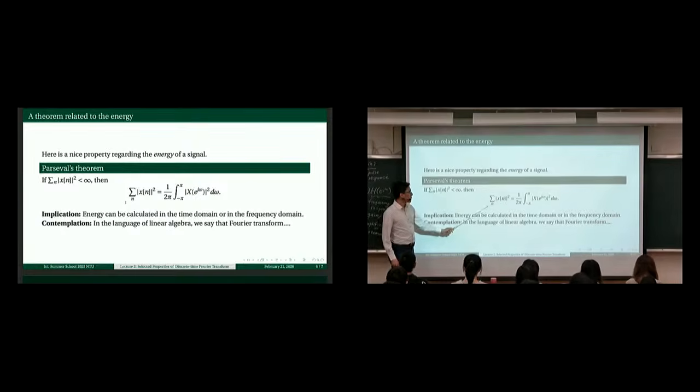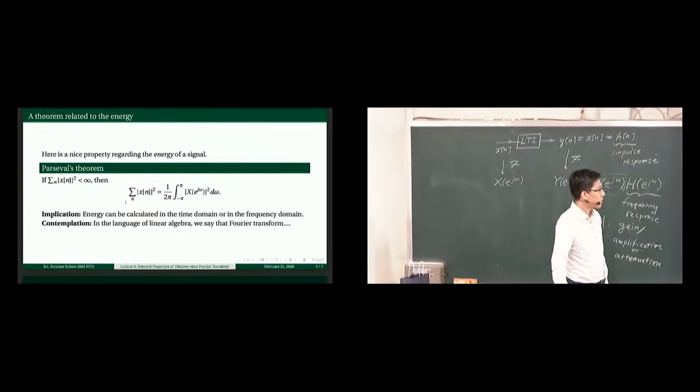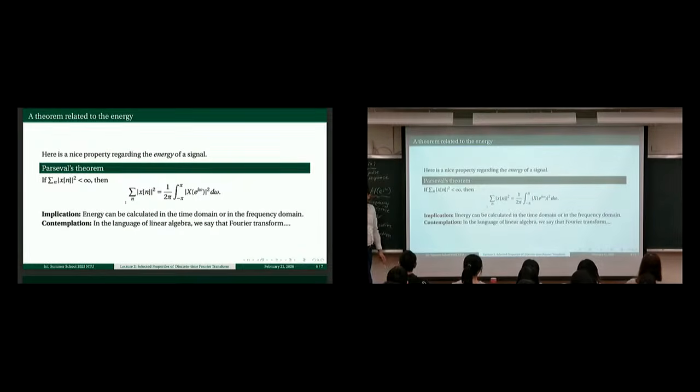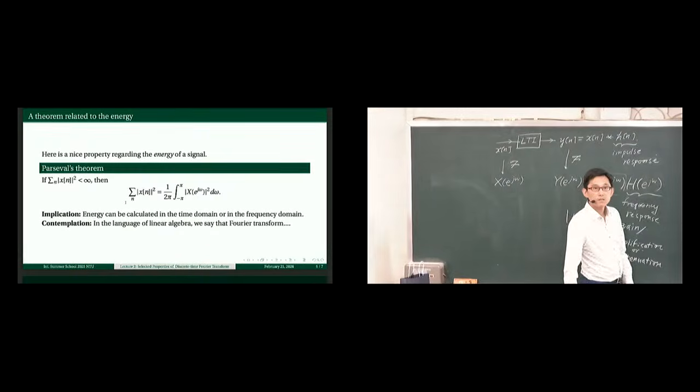And on the right-hand side of this equality, we have an integral of the spectrum, also the magnitude square. Yeah, the magnitude square in time, magnitude square in frequency. And they are essentially the same except for a factor of 1 over 2 pi. Okay? And this is a theorem, okay, called Parseval theorem.